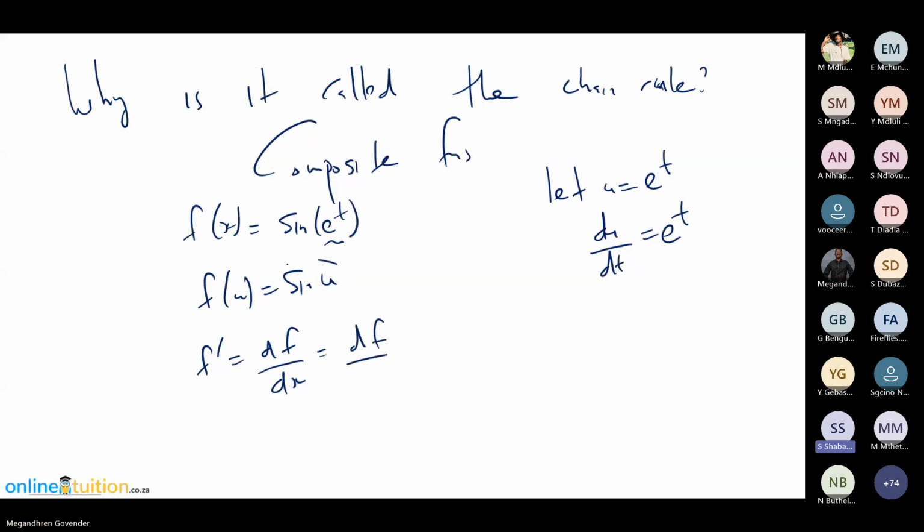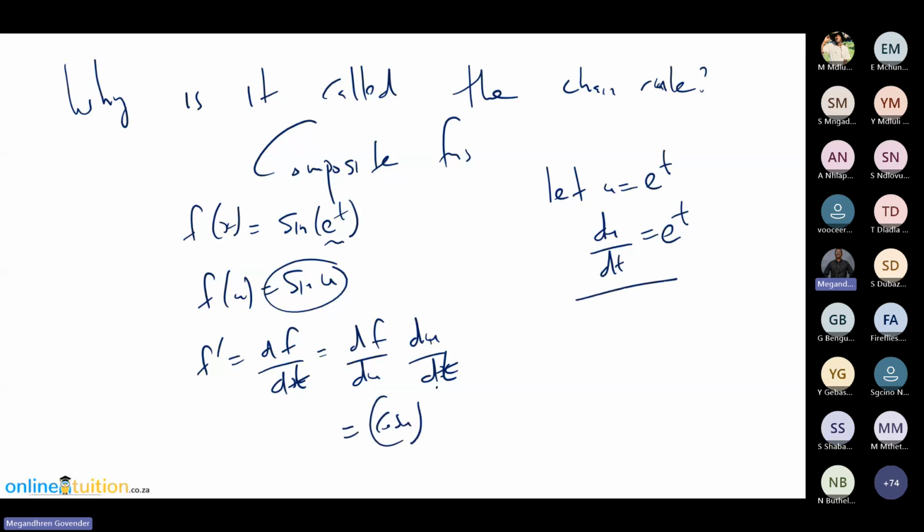So it's df du times du dt. Sorry, df dt. So df du is cos u, and du dt is e to the t. They didn't give you u, you put the u in there, so that becomes cos of e to the t times e to the t. Do you see how confusing? So there's the chain. If you have more functions, you'd build up a long, long chain. That's why it's called the chain rule. A function of a function of a function of a function.